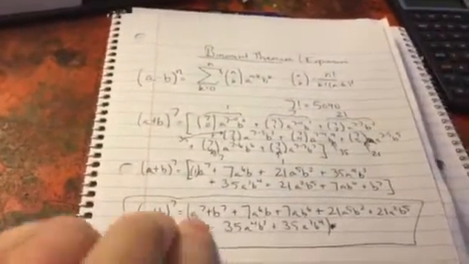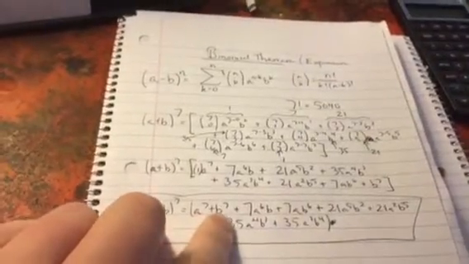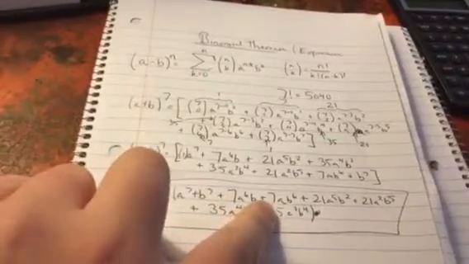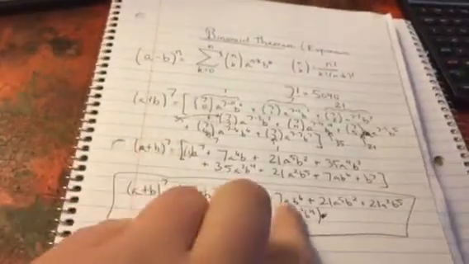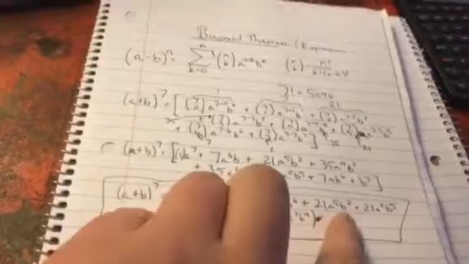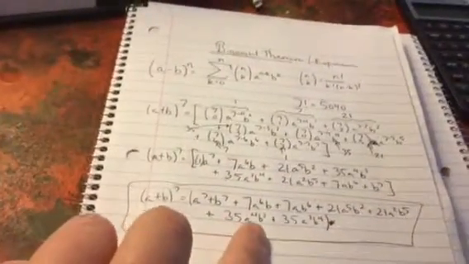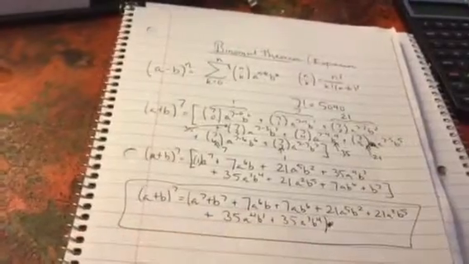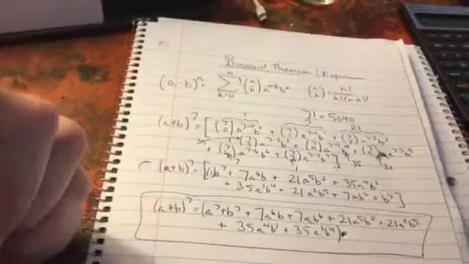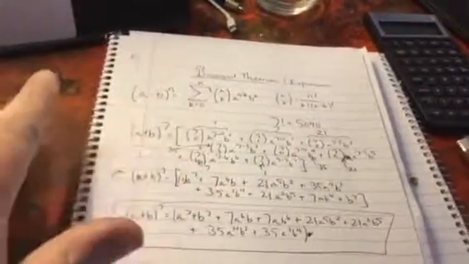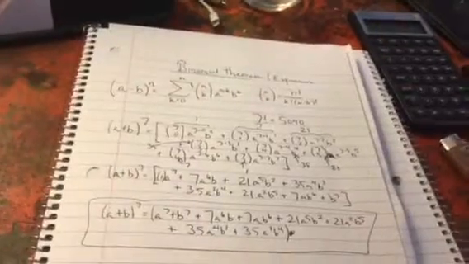After doing all this, I put the terms in order: a to the 7th plus b to the 7th plus 7a^6b, a to the 6th b, plus 7a b to the 6th, plus 21 a to the 5th b squared, plus 21 a squared b to the 5th, plus 35 a to the 4th b to the 3rd, plus 35 a to the 3rd b to the 4th. I don't know how to describe it, but it really is amazing. If you see I did something wrong, tell me, and thanks.